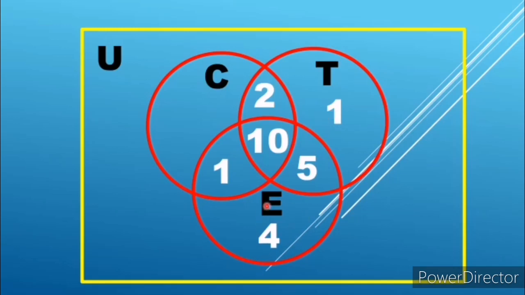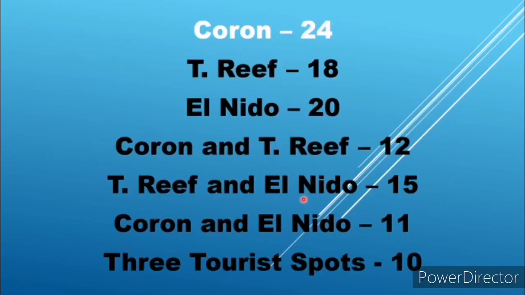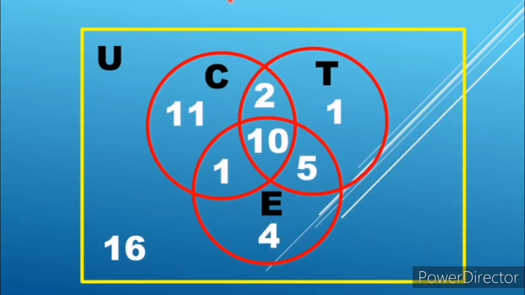Meron namang 4 na sa El Nido lang nagpunta. Okay. And then 24 na nagpunta ng Coron. Okay, so ang gagawin lang ulit natin, isusubtract natin yung ito, so 24. So we have 2 plus 1 is 3, plus 10 is 13. So 24 minus 13 is 11. So 11 ang nagpunta ng Coron lang.